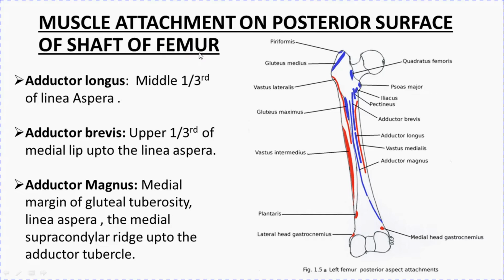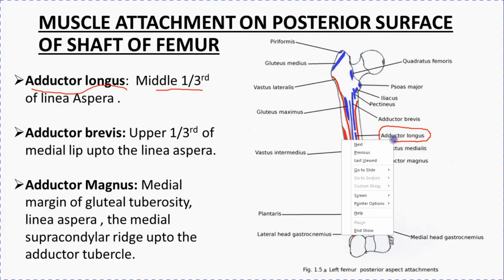Till now we have discussed the three vasti and the articularis genu muscle. Vastus intermedius, vastus lateralis, vastus medialis, and the articularis genu have been done. Four muscles on the shaft have been done. Now we will learn the attachment of the adductor muscles. The adductor longus muscle arises from the middle 1/3 of the linea aspera. Now look into the figure. This is the adductor longus muscle.